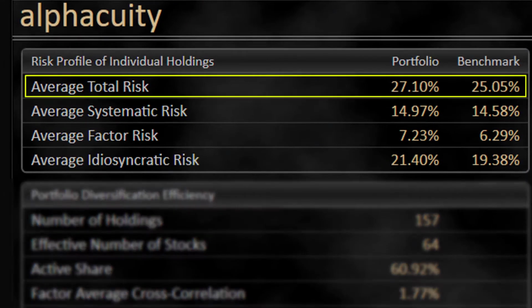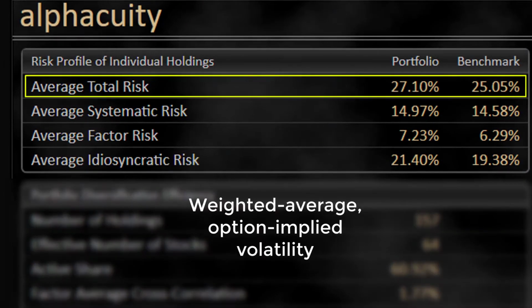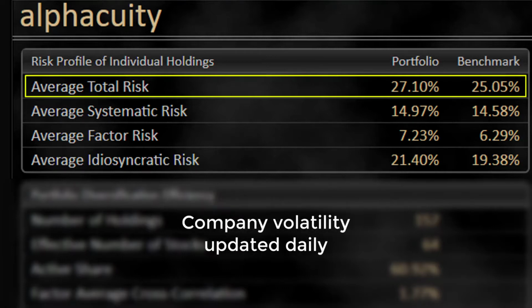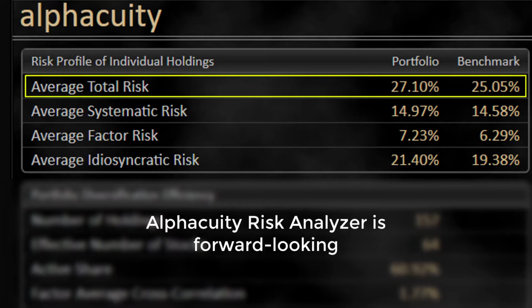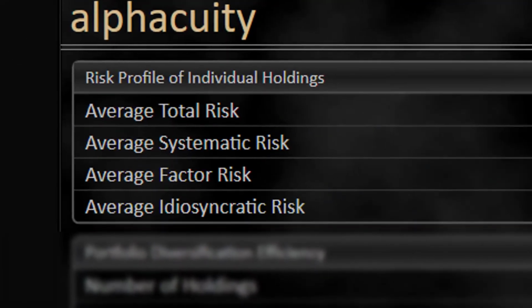Average total risk represents the weighted average option-implied volatility. Each company's volatility is updated daily. This allows Alphacuity to generate a true, forward-looking estimate of risk. In the next 3 lines, total risk is decomposed into independent contributions of systematic, factor, and company-specific risk.